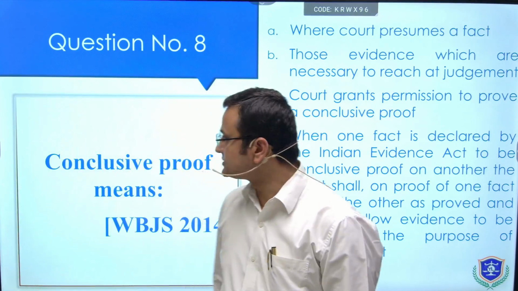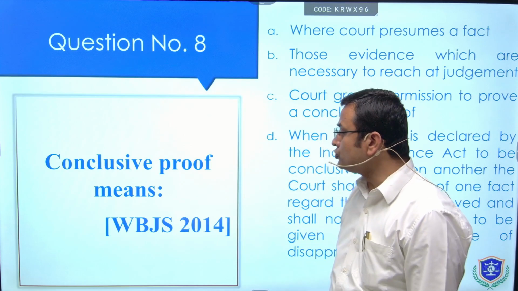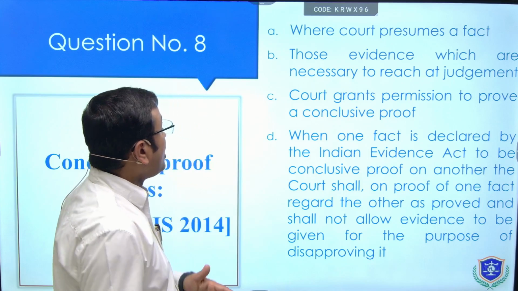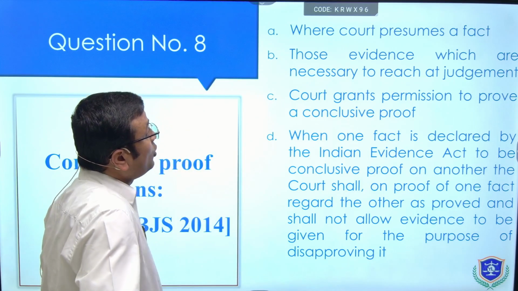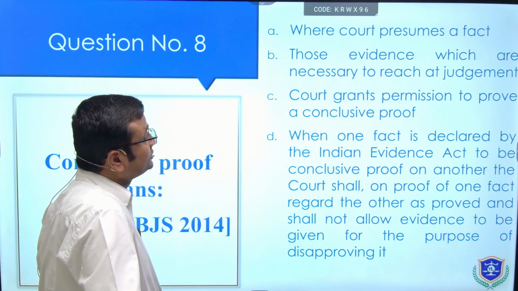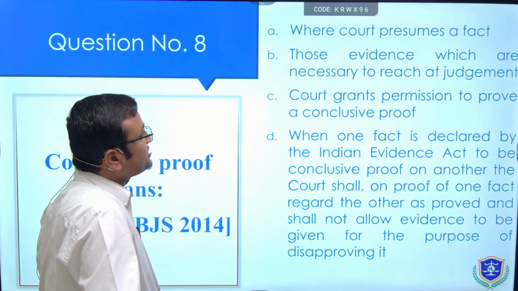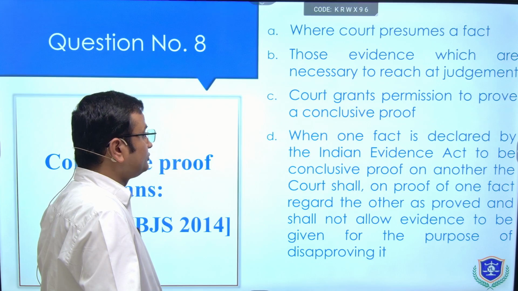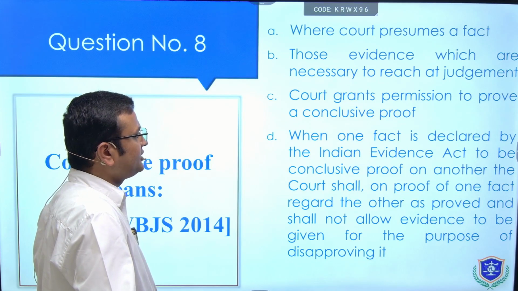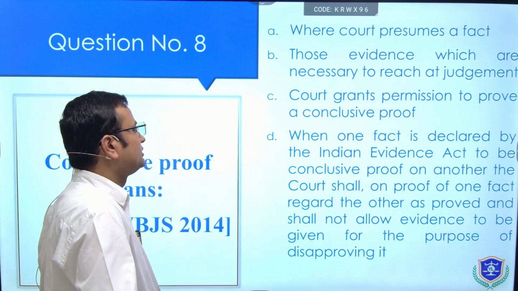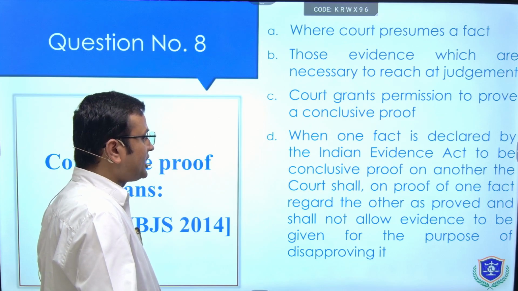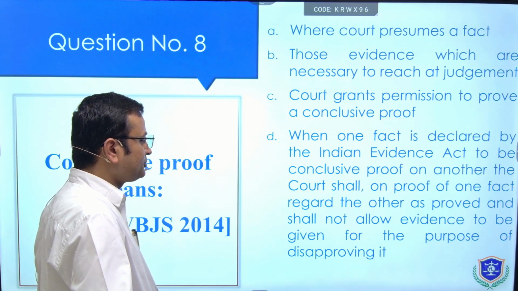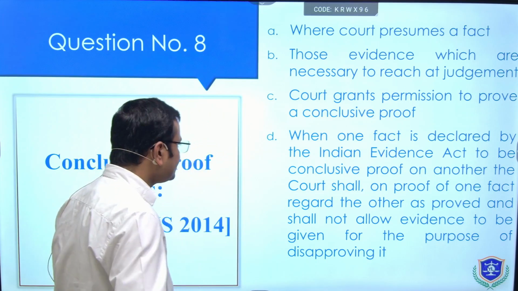The next question is, conclusive proof means, it has been asked in 2014 West Bengal Judiciary. Options are A, where court presumes a fact, those evidence which are necessary to reach at judgment. Court grants permission to prove a conclusive proof. When one fact is declared by the Indian Evidence Act to be conclusive proof of another, court shall on proof of one fact regard the other fact as proved and shall not allow evidence to be given for the purpose of disproving it. Let's see the answer.